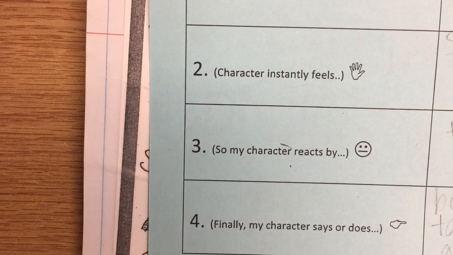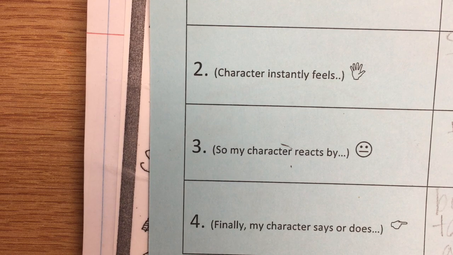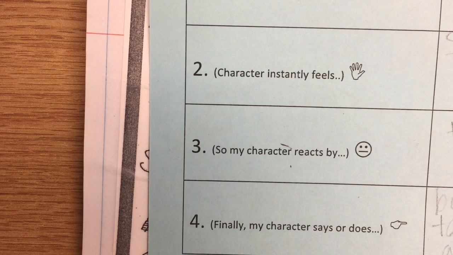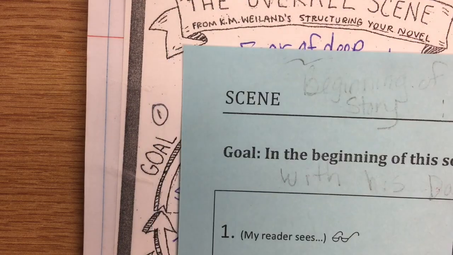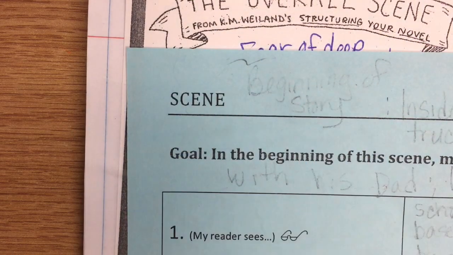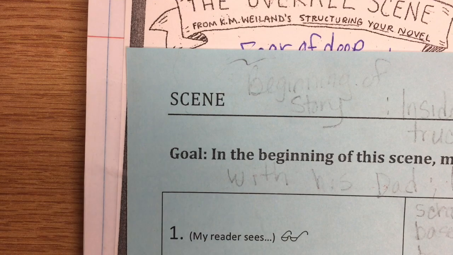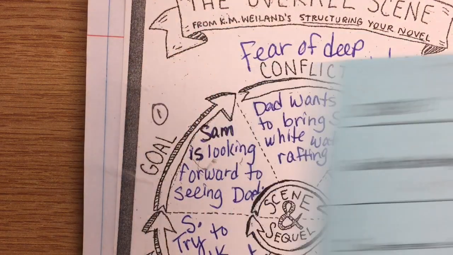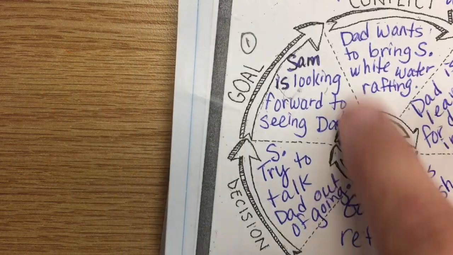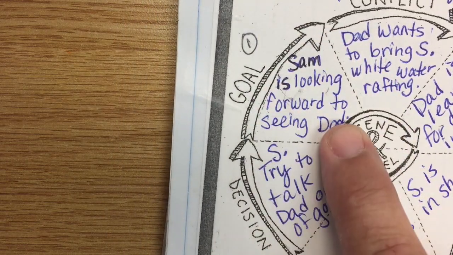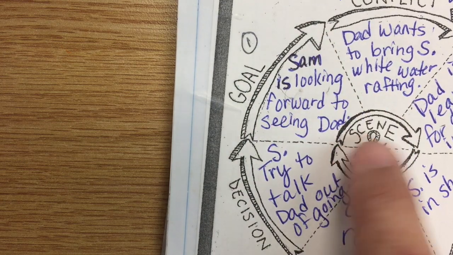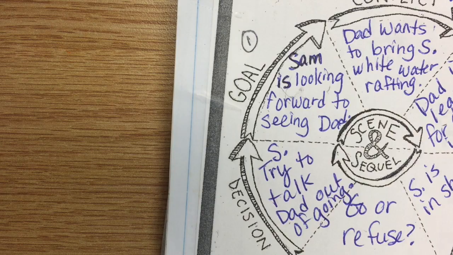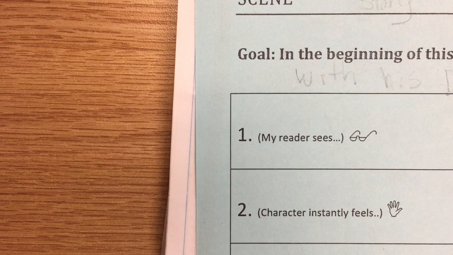Many, many writers use this motivation reaction unit, and it helped me to write not only my first novel, but my other two novels as well, and my third one that I'm working on right now. So I'm going to use this to show you how to brainstorm your goal, which is the beginning of the scene. We're only focusing on goal right now. All I'm going to focus on is Sam is looking forward to seeing his dad. None of this other stuff is going to go on this, because this is just like a paragraph of the story. It's just the opening paragraph.